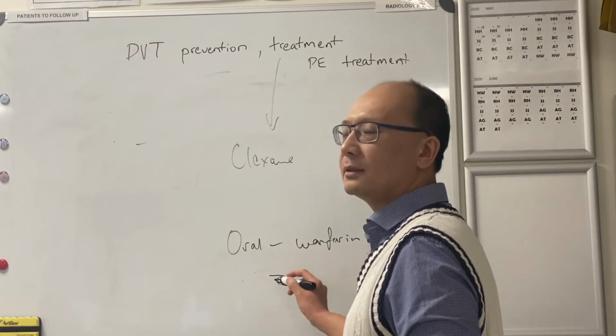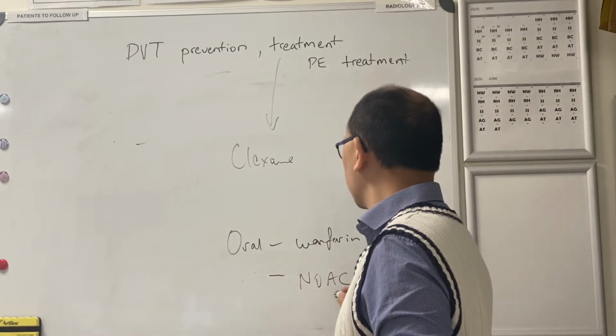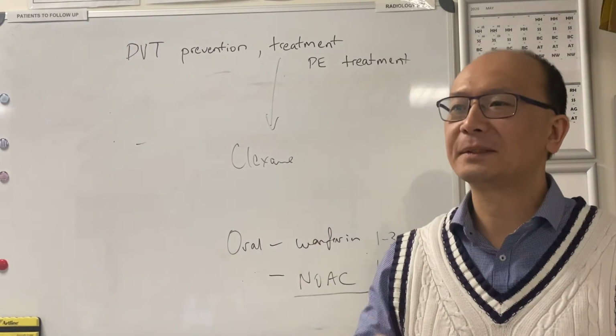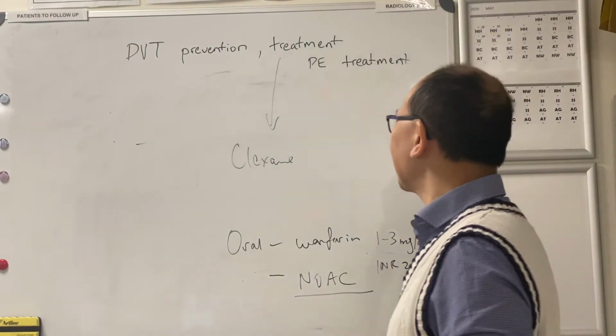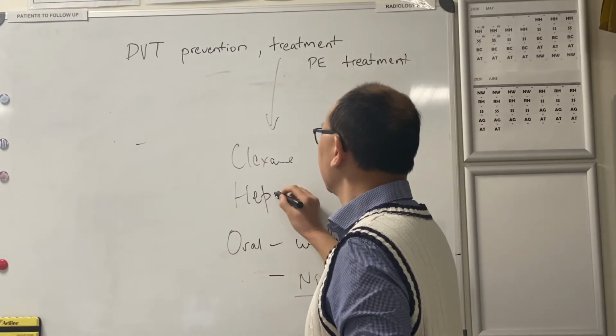What other oral agents can you use? The novel oral anticoagulants. And I'm not a specialist there, so go talk to Dr. McCready or someone. Thanks for that. What other agents can you use? Heparin. How much heparin do you give?